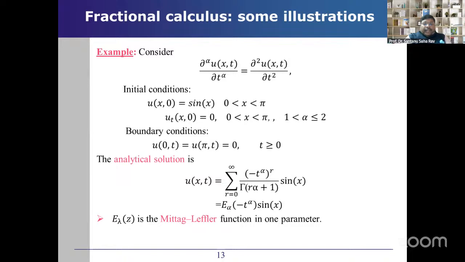This equation has been solved by me by the Adomian decomposition method, and this paper was published in the year 2010 in Physica Scripta, and I have obtained this analytical solution. u(x,t) is summation over r from 0 to infinity of (minus t to the power alpha) to the power r by gamma of (alpha r plus 1) times sin x. And this solution can be represented in compact form using the Mittag-Leffler function like E alpha of (minus t to the power alpha) times sin x.